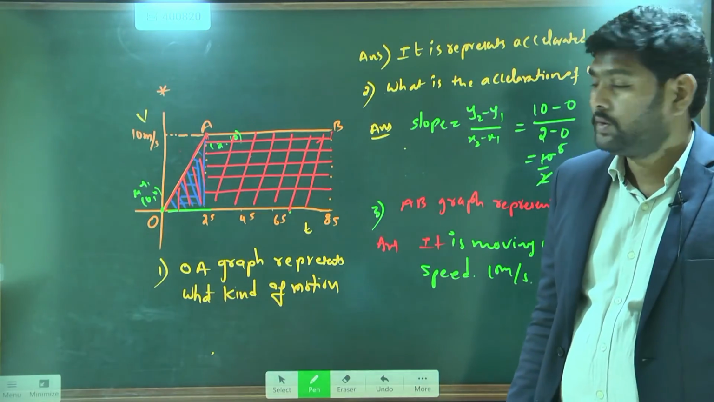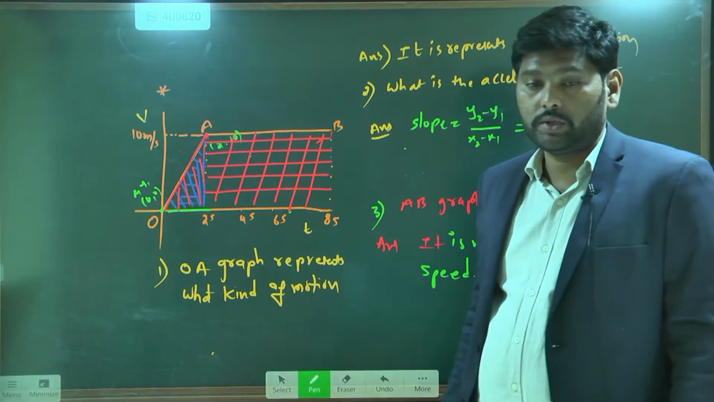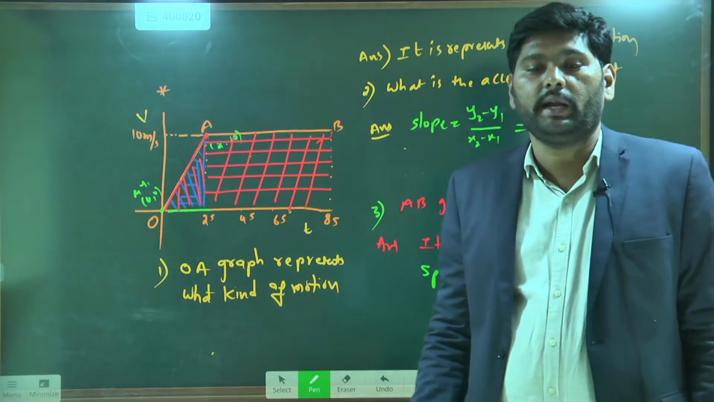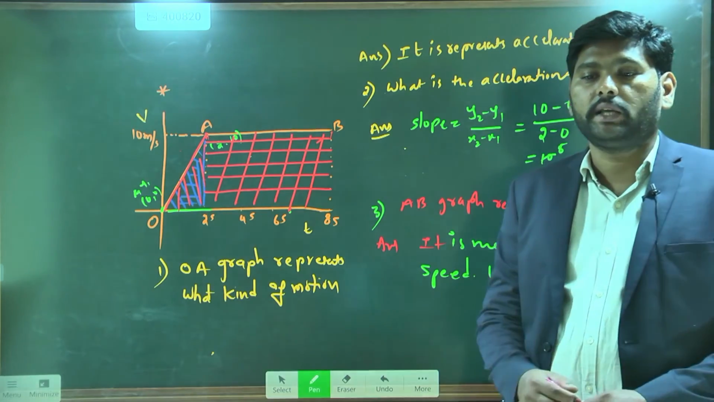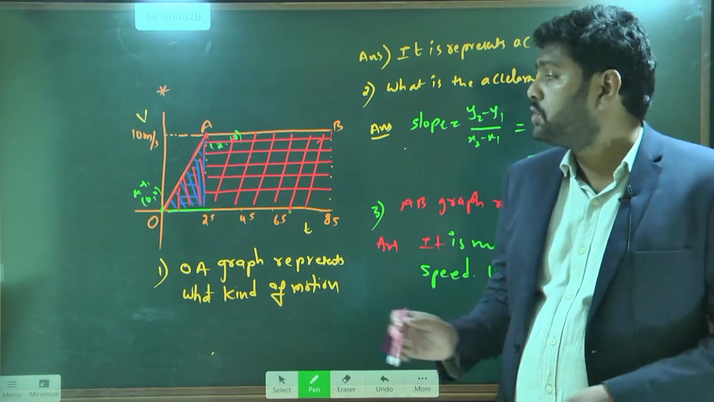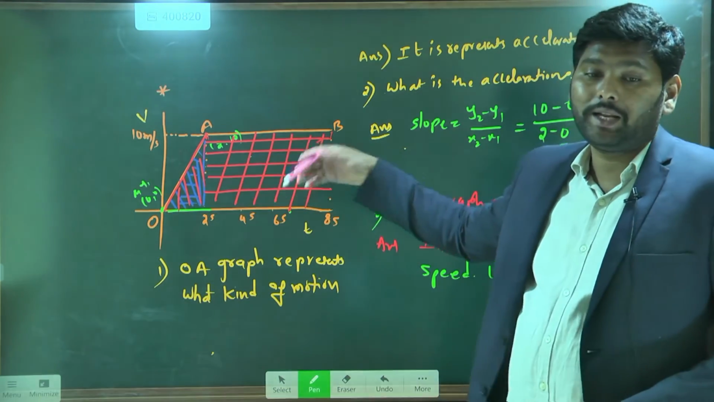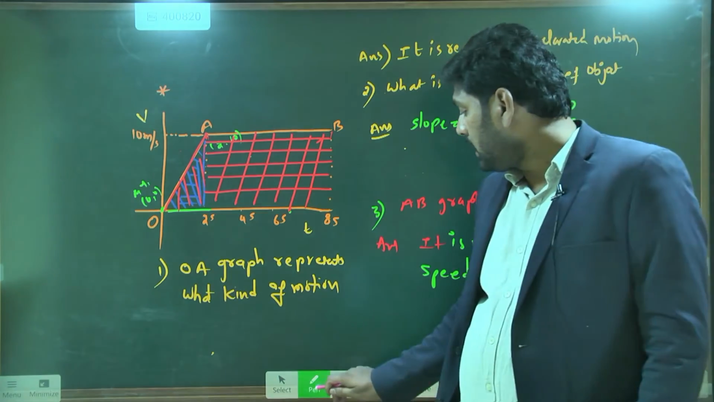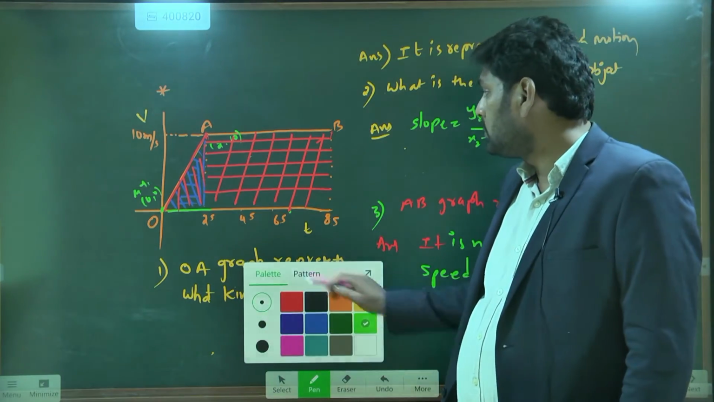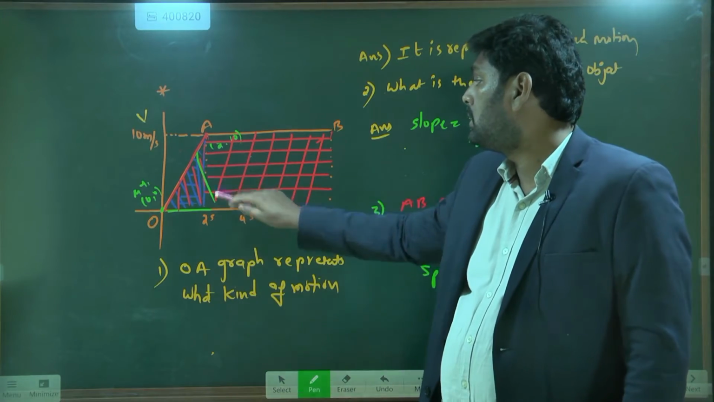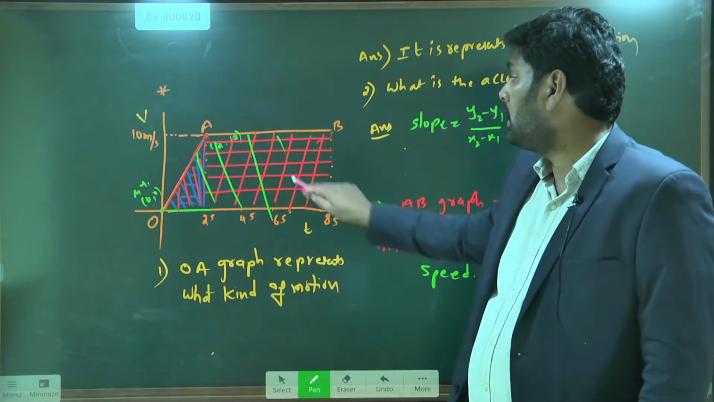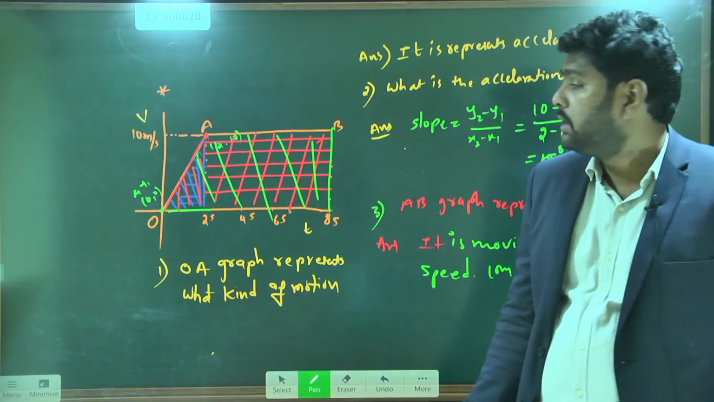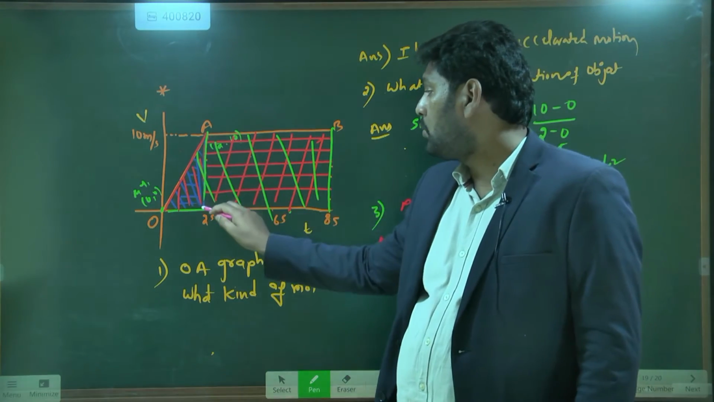Now I am asking the question: what is the distance traveled in total, the complete 8 seconds? When I am talking about the complete 8 seconds, you should consider the total area under the graph. So what is the total area under the graph here? This total part, we will consider as the area under the graph up to here. To find it out, you can divide it into 2 parts.